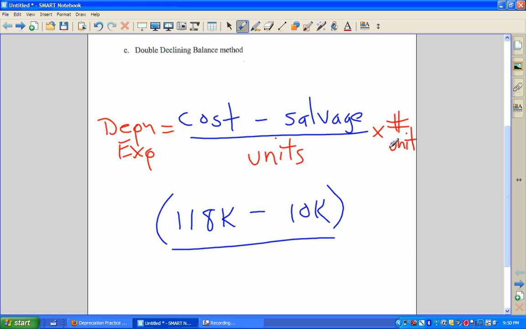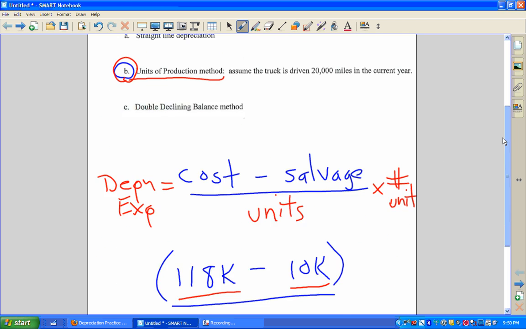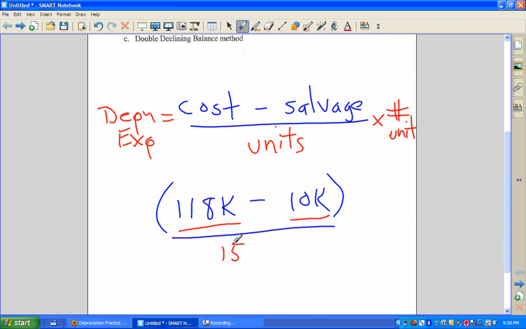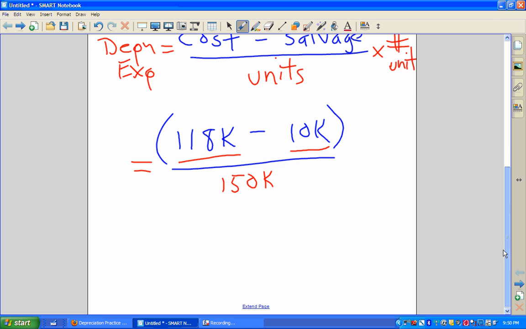Okay, so what we're going to do is the top of that fraction is still the same. The cost was still $118,000 minus $10,000. Salvage value didn't change. What's different here is the units. The units for this one where we said 150,000 miles, so we just divide by 150, and I'll use thousands again. So really what this comes out to be here is we're going to get that 108K divided by 150K.